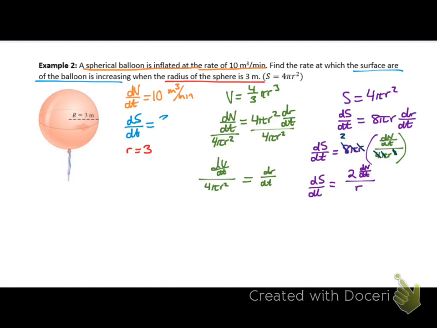And once I do the plugging in, I'm going to be done with this problem. So dS dt is equal to 2 times dV dt, which was 10 cubic meters per minute, and r was 3 meters. All right, so that's it. It's 2 times 10 is 20 over 3. And then 1 meter cancels with that, so it's meters squared per minute. And surface area is in meters squared. And then it's a rate, so it's per minute. And that makes sense.